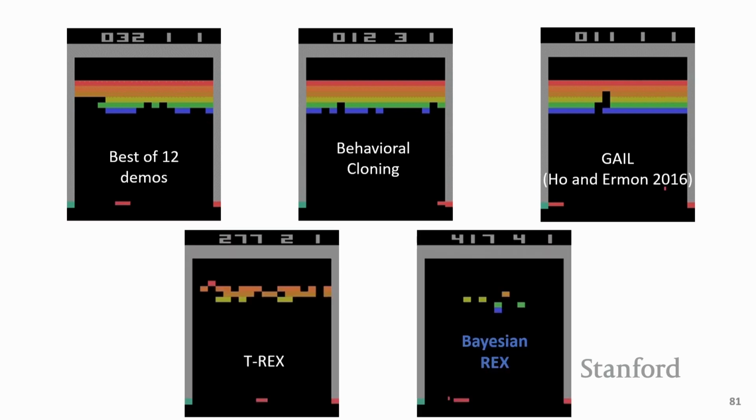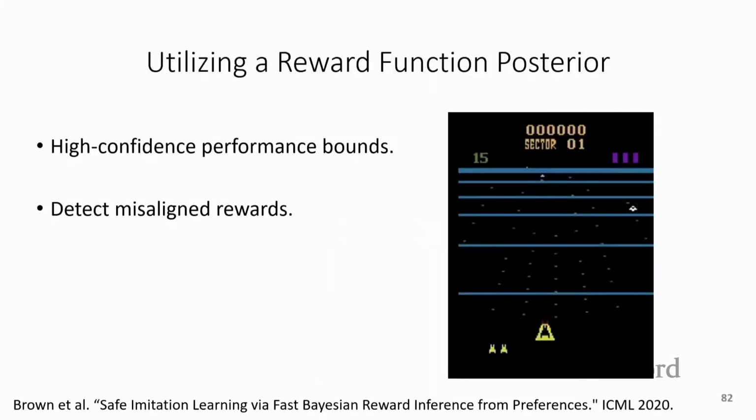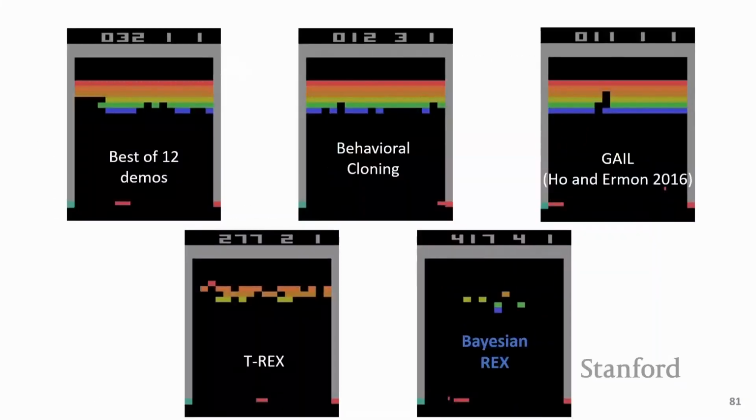better. And Bayesian REX, which is actually learning this posterior, if we take the mean reward function from this posterior and optimize it, we actually often do even better than just learning this MLE estimate. And so just using the reward function in this way, just taking the expectation of the distribution, is not kind of the best use of having a full Bayesian posterior.